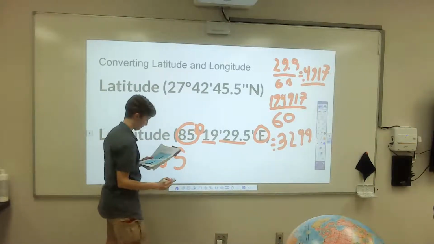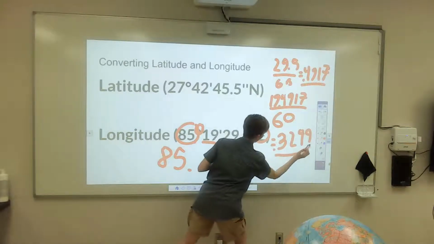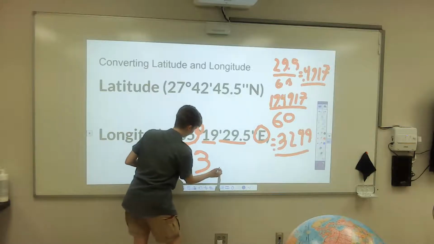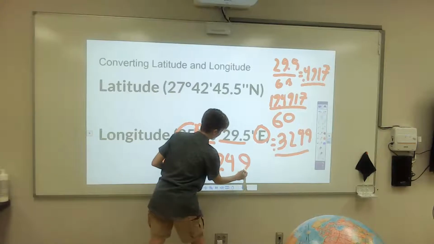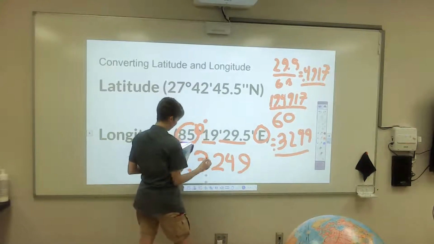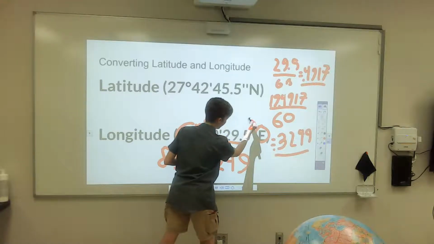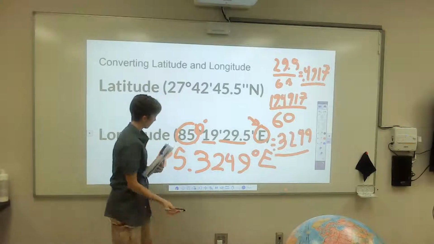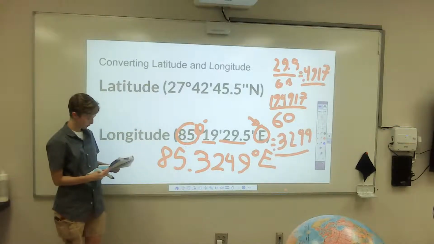So our whole answer here is going to be 85 point, this over here, 3 2 4 9. What else did it change? Degrees. And it's still east. Cool. Give you guys a moment for that one.